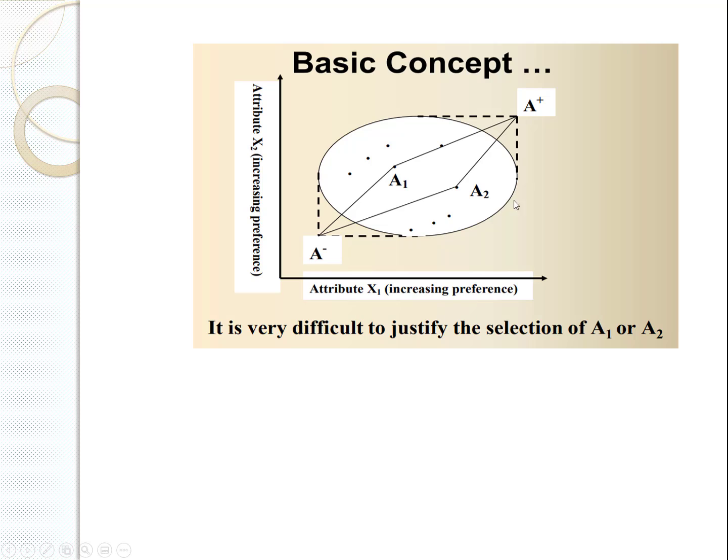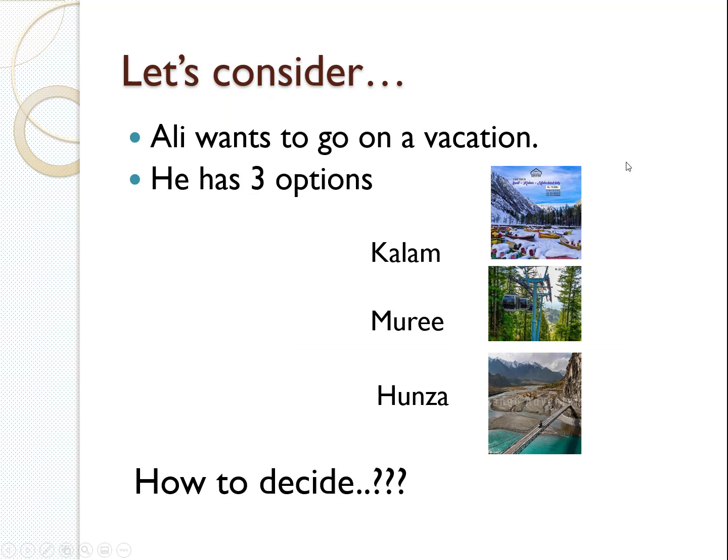So there are different alternatives. Now we want to know which alternative is the nearest to the ideal solution and which alternative is the farthest from the ideal solution, meaning it is near to the negative solution. It is very difficult to justify the selection of A1 or A2 in this example, but TOPSIS can help us determine which one will be the nearest to the ideal solution, and which one will be near to the negative ideal solution and therefore the farthest from the ideal solution.